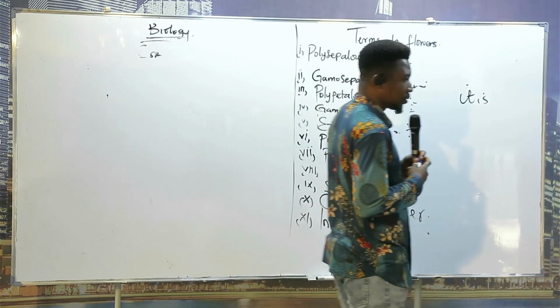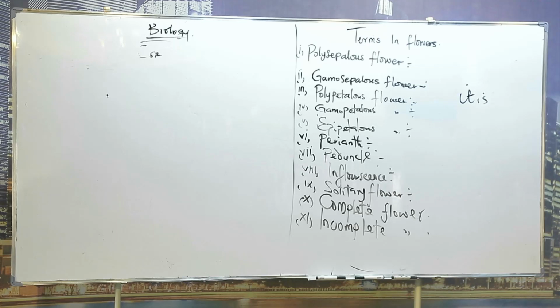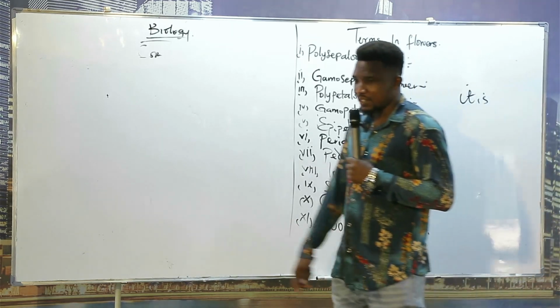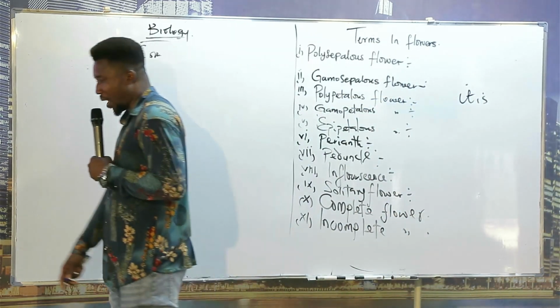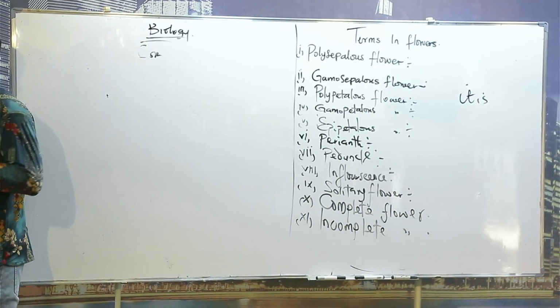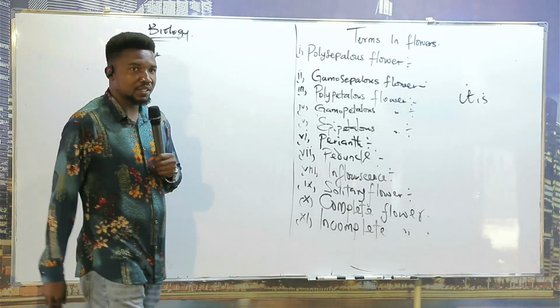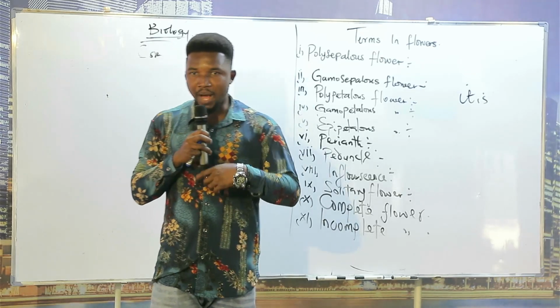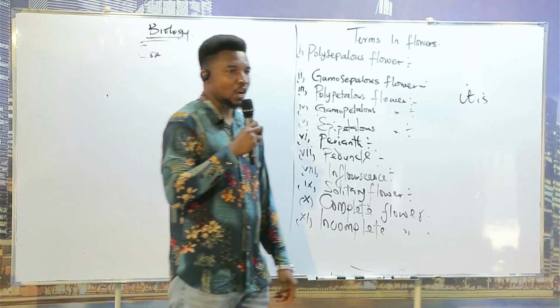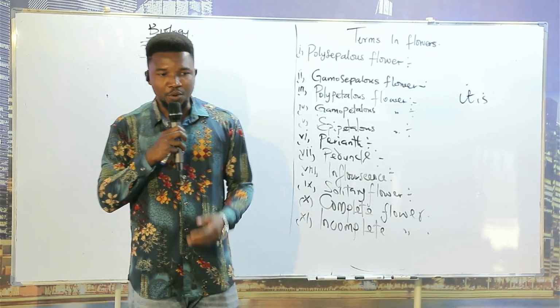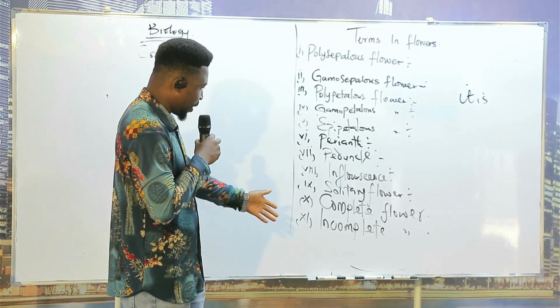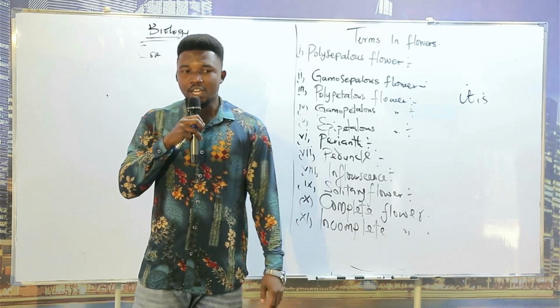Complete flower. It is a type of flower that has the complete 4 floral parts. Let's move into the incomplete flower.